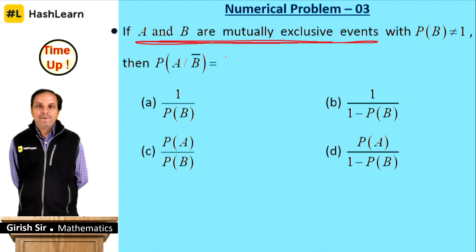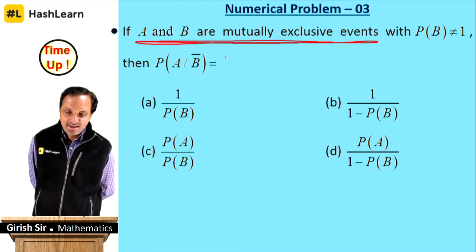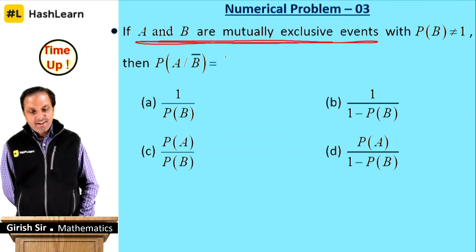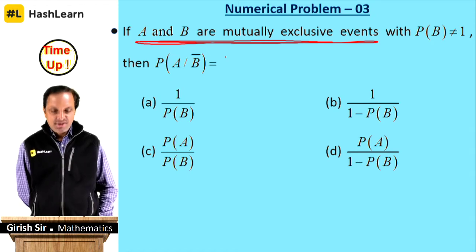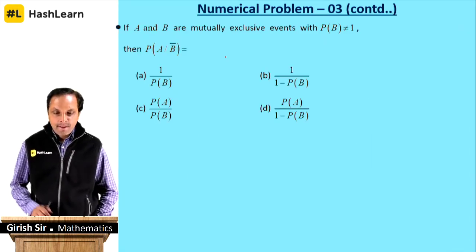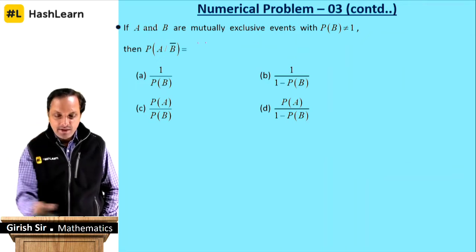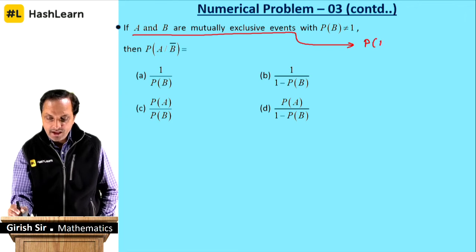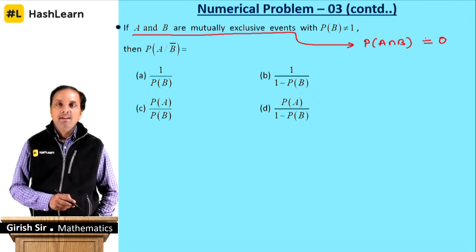Your time is up. Let us see how to do this problem. Probability of A conditional B dash. Okay. So, mutually exclusive means probability of A intersection B will be 0.